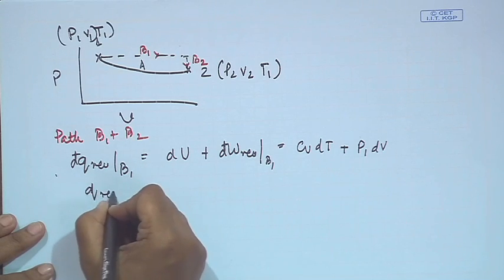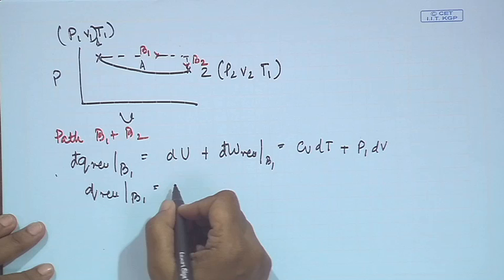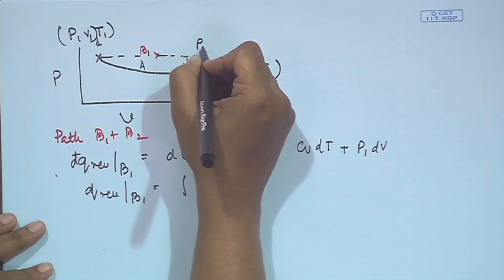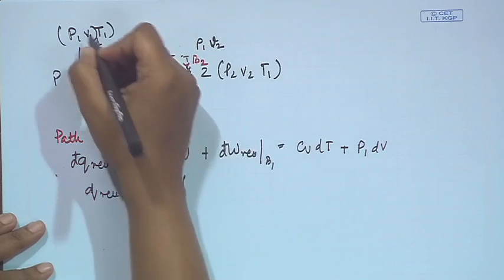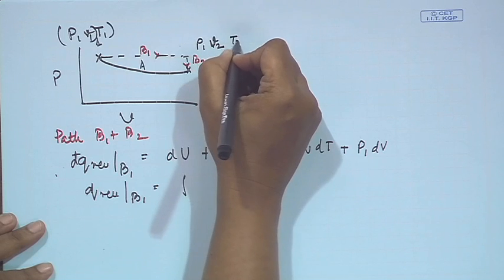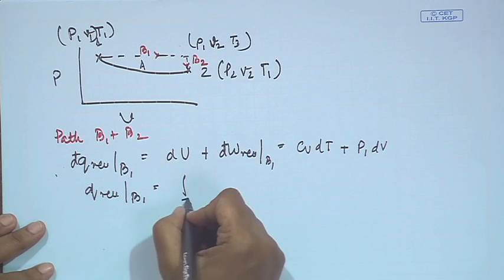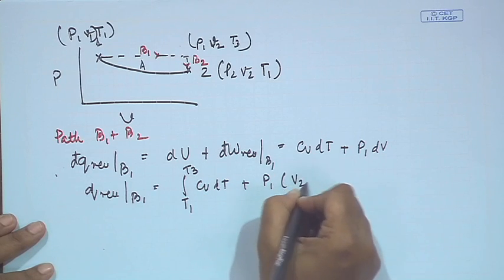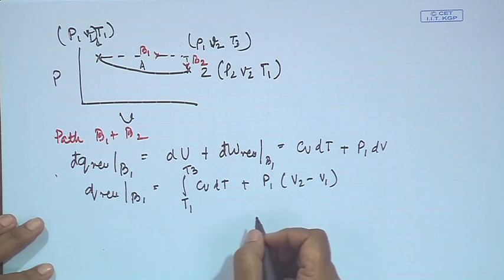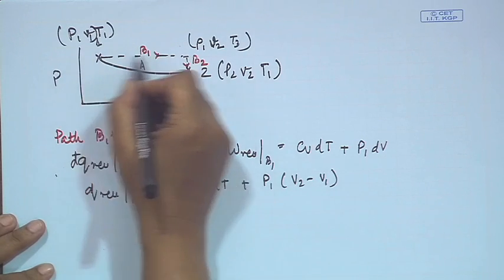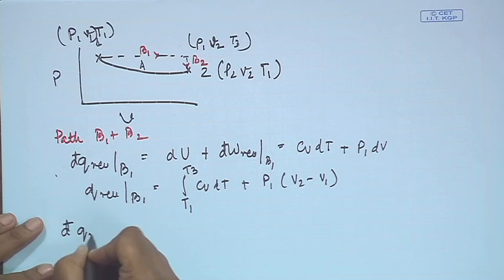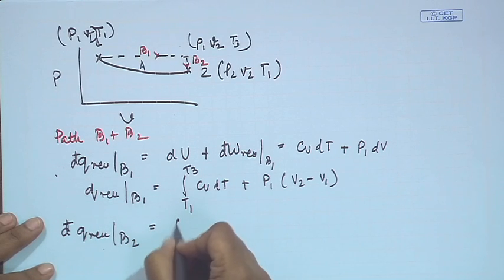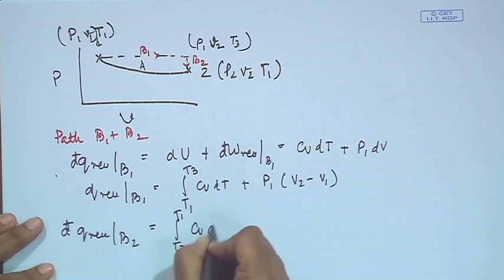So, q reversible along B1 is going to be an integral, and if I specify the states, they are all molar: P1 V2 and say T3. So this has to be integrated from T1 to T3 of Cv dT plus P1 times V2 minus V1, agreed. So this is the q reversible for this path. What is dq reversible for B2? In this case, we have the integral from T3 to T1 of Cv dT.